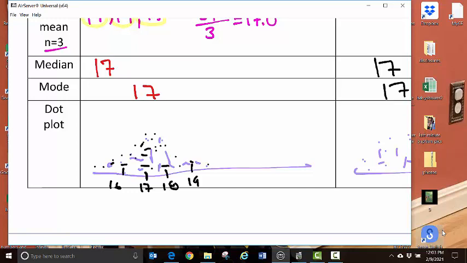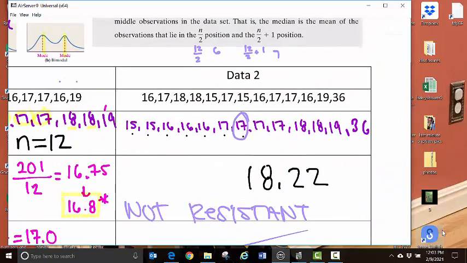Okay, so now I took our ages, and then maybe I added my age. Okay, this is kind of old, but close enough. So at the time that I did this, I was 36. So now, how many data points are there? There are 13. So it changes a couple of things.